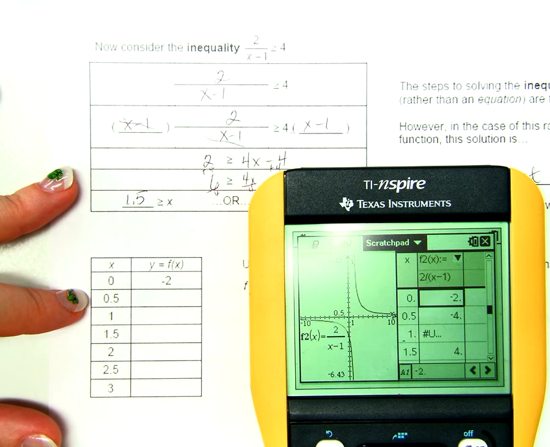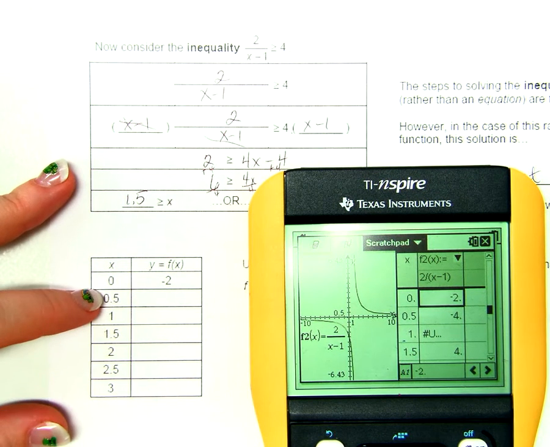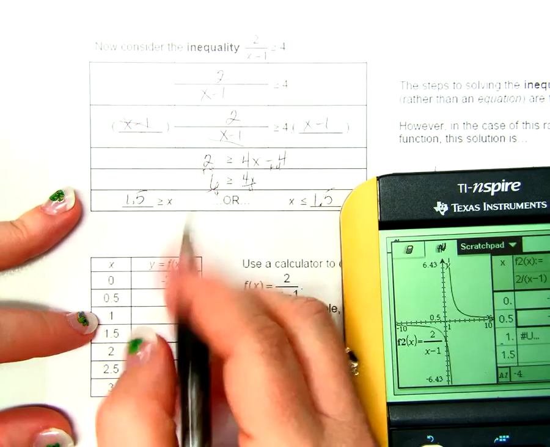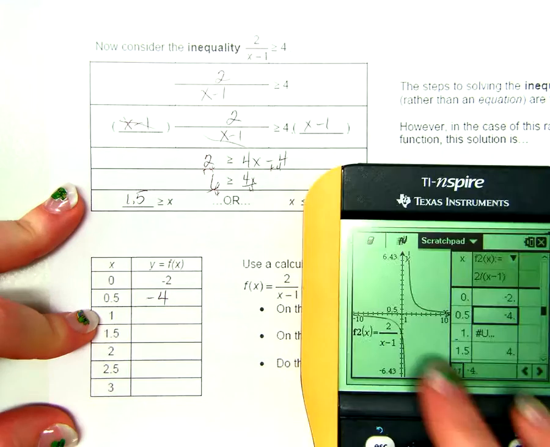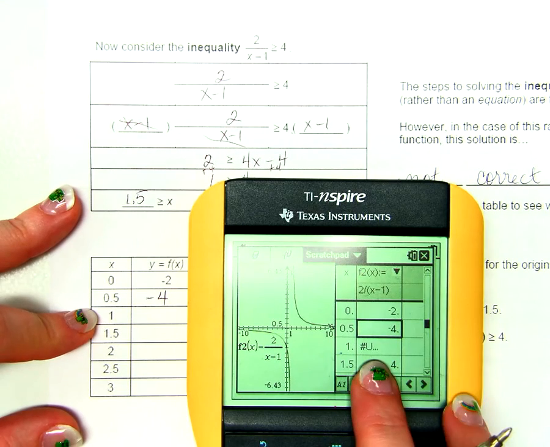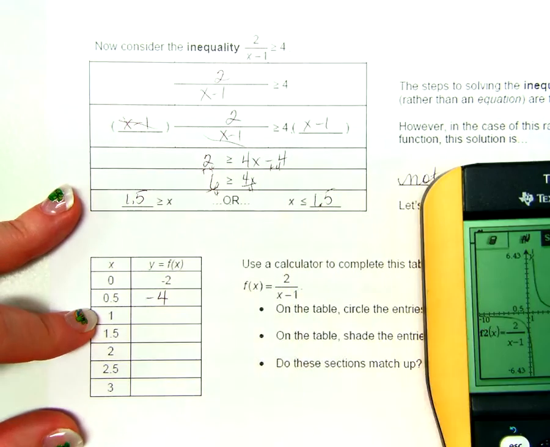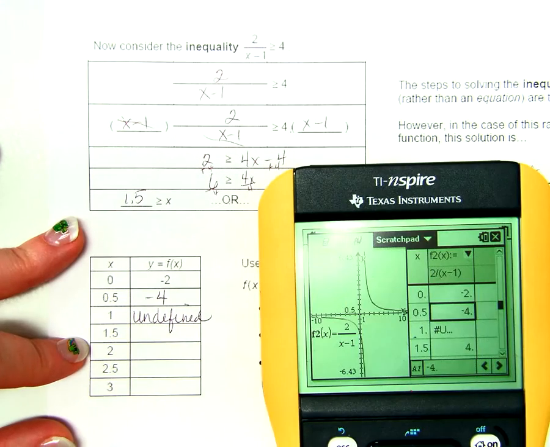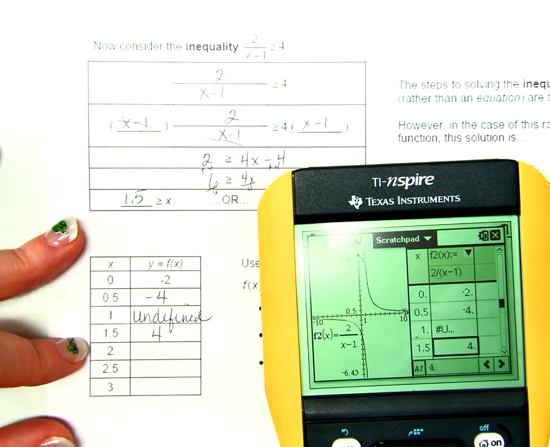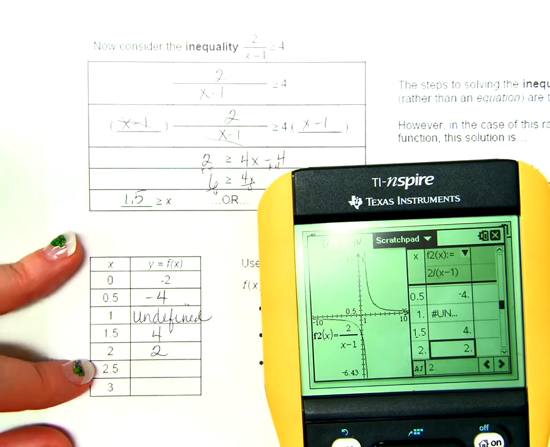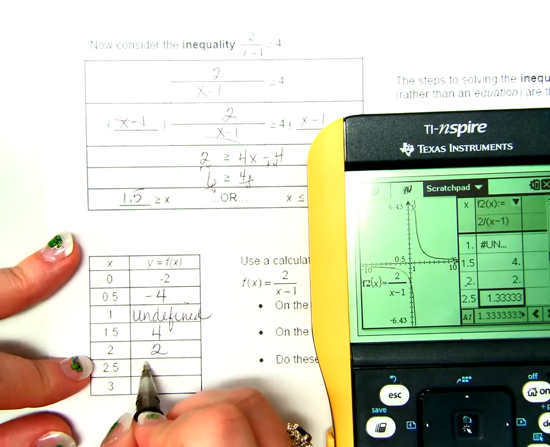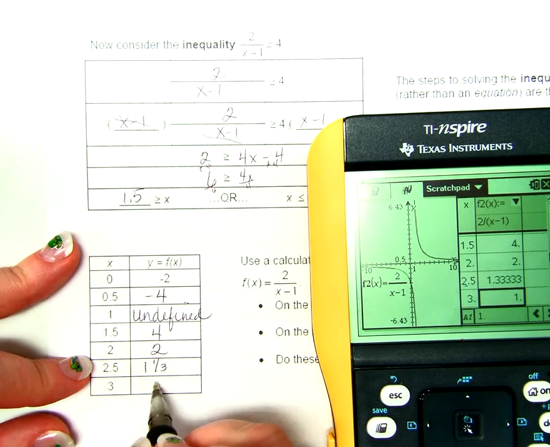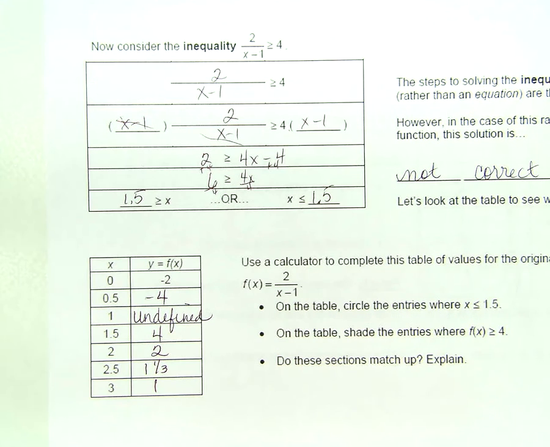Okay? So I've got 0 at -2. When x is 0.5, y is -4. When x is 1, y is undefined. Okay. X is 1.5, y is 4. X is 2, y is 2. X is 2.5. Is it okay if I put 1 1/3? Do you know those are the same? Good.